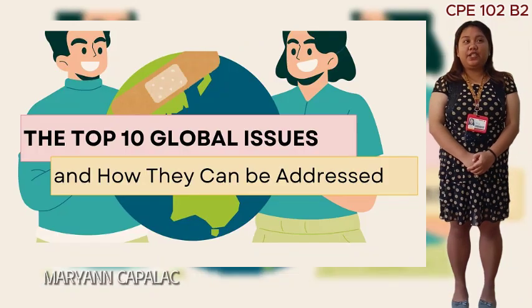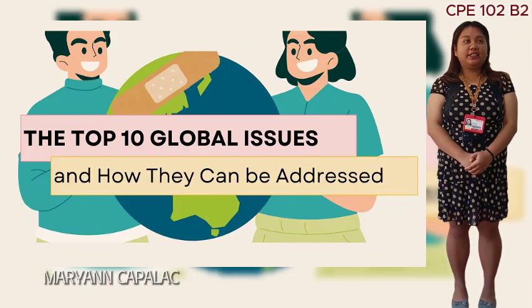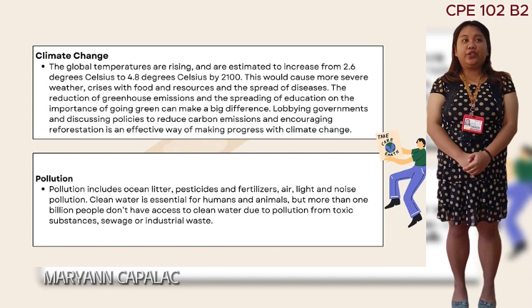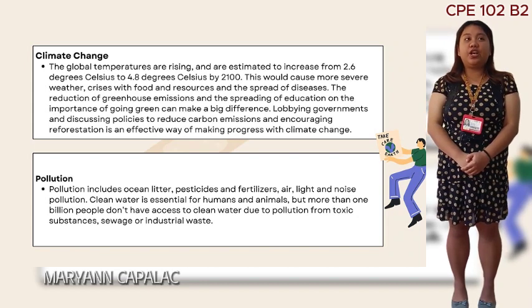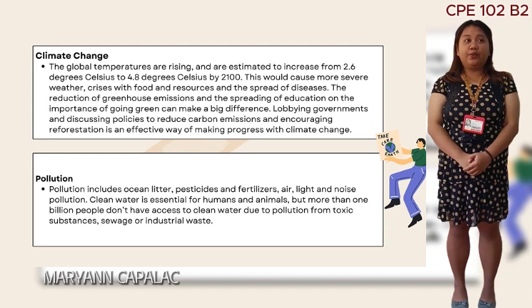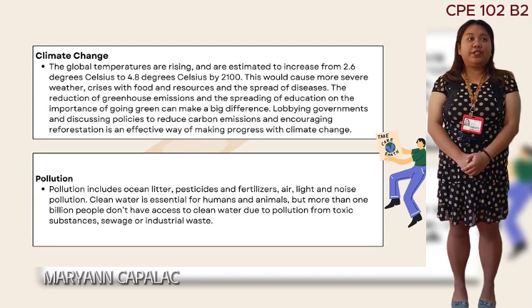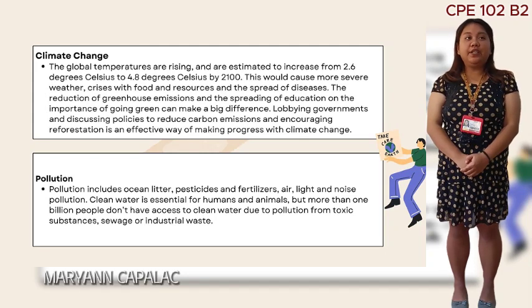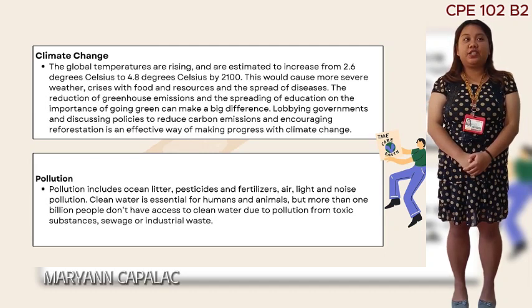The top 10 global issues and how they can be addressed. Climate change. The global temperatures are rising and are estimated to increase from 2.5 degrees Celsius to 4.8 degrees Celsius by 2100. This would cause more severe weather, crises with food and resources, and the spread of diseases. The reduction of greenhouse emissions and the spreading of education on the importance of going green can make a big difference. Lobbying governments and discussing policies to reduce carbon emissions and encouraging reforestation is an effective way of making progress with climate change.